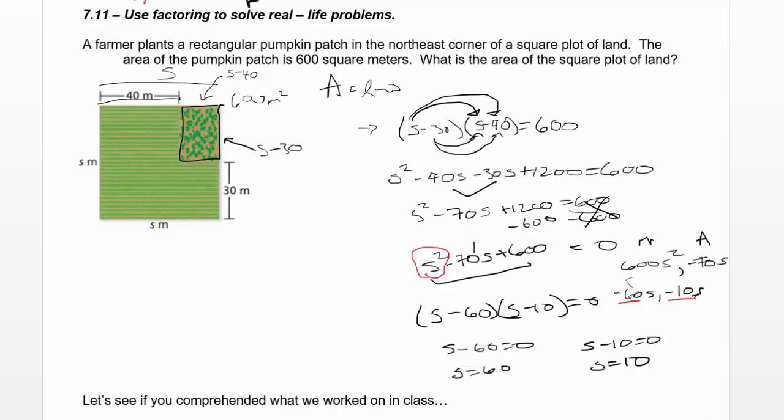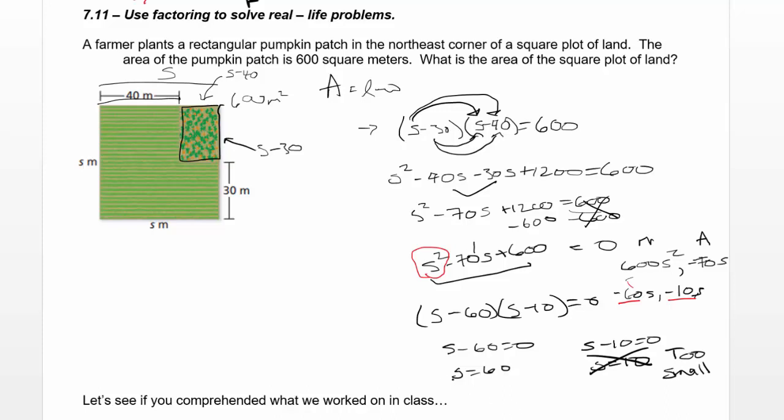One of these makes sense and one doesn't. It turns out that S equals 10 is not possible for this to be the length of this field. Why is that? Well, if S is 10, if this whole length is only 10 meters, how could this smaller part of it be 40? That's just simply not possible. The S has got to be bigger than 40, and it's also got to be bigger than 30, because 30 and 40 are smaller parts of this whole length. So S is too small.